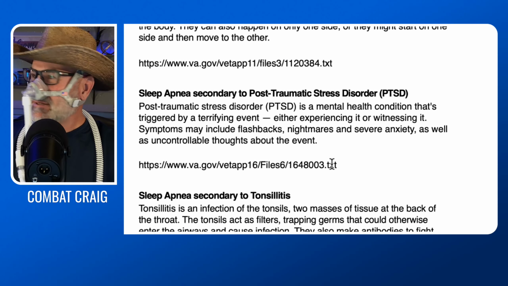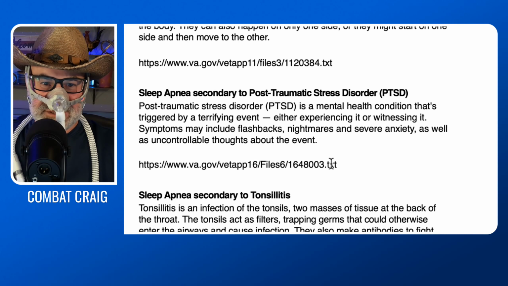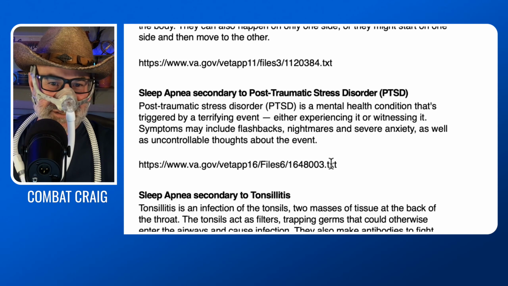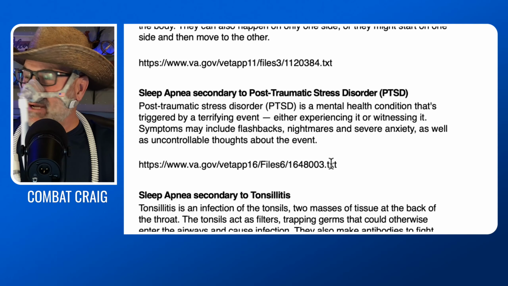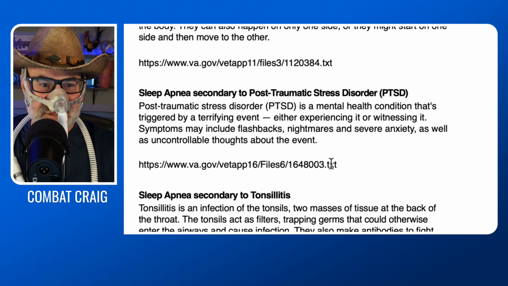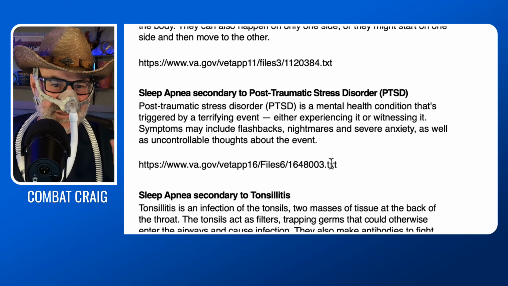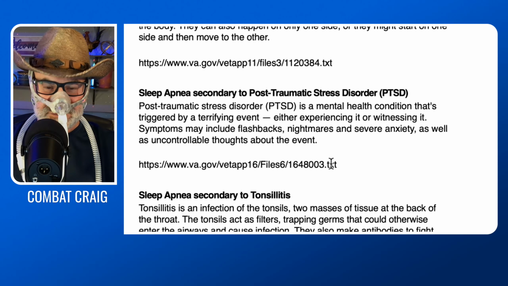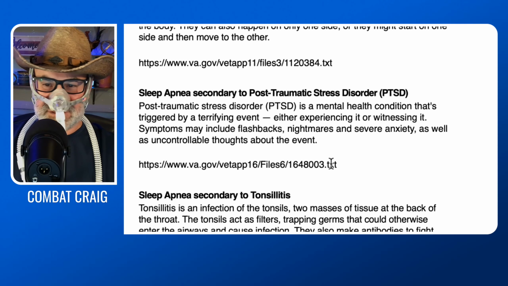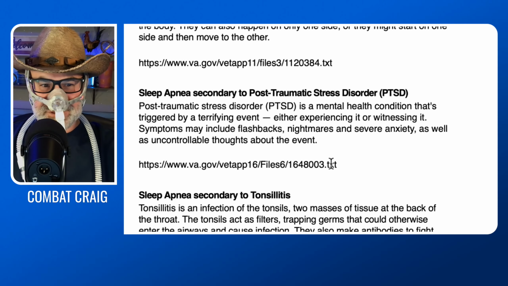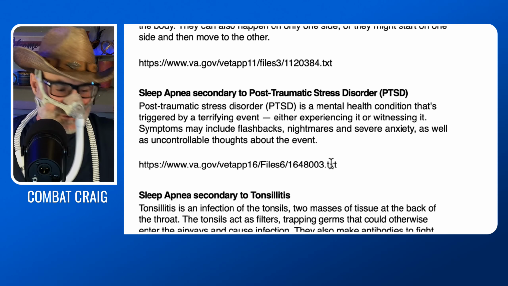Next one. Sleep apnea secondary to PTSD. PTSD, a mental health condition, right? It's got a stressor, a triggering event. And this is probably one of the most common ways that veterans do it. It really doesn't matter what is common. This isn't like trendy, like who's cool. It's get it done. Lots of ways to get it done. PTSD is one way to get it done. I'm showing you just a little smattering of all sorts of things.